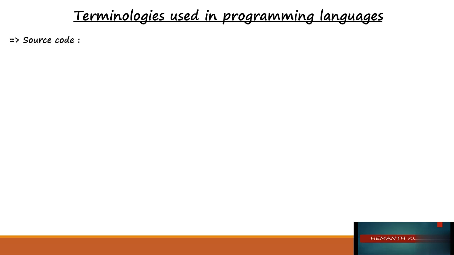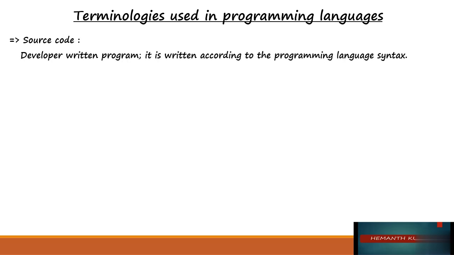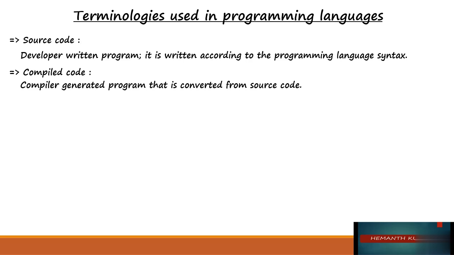Next, we will discuss the terminologies used in programming languages. Source code: a developer-written program, written according to the programming language syntax, is called source code. And compiled code. What is compiled code? A compiler-generated program that is converted from source code is called compiled code.